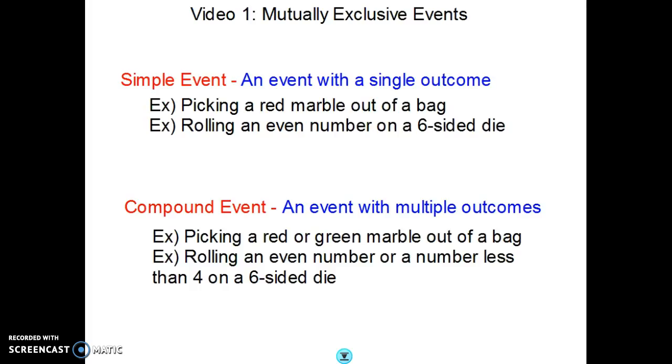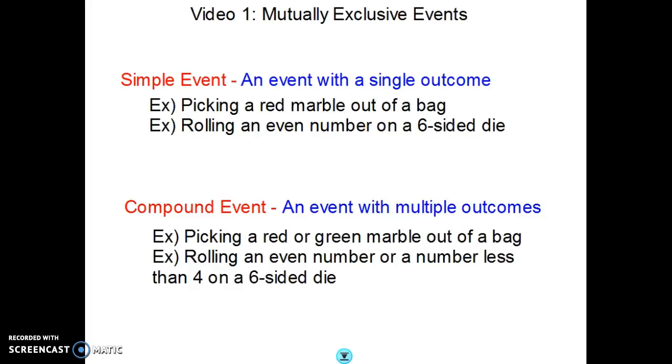So this first video is on mutually exclusive events, but before we jump into those, we have to look at a little bit of background vocab. And we've worked with both simple events and compound events leading up to this. We're going to go into a little more detail on what those things are.